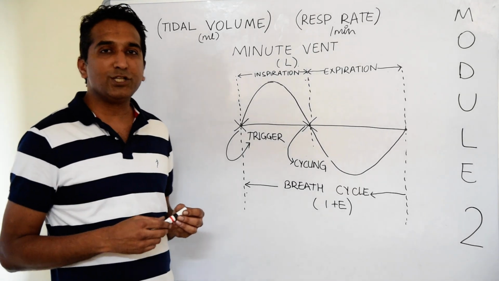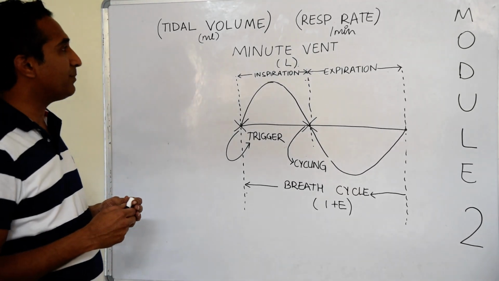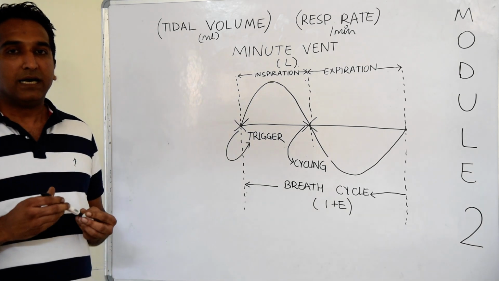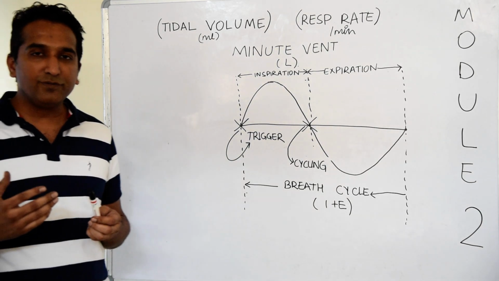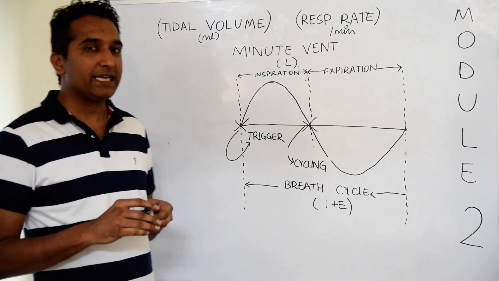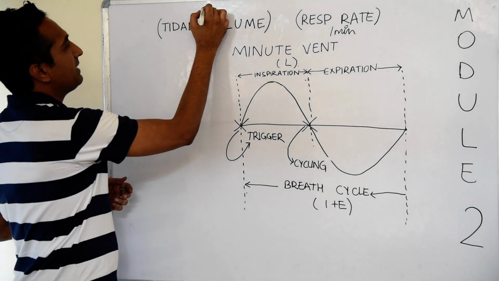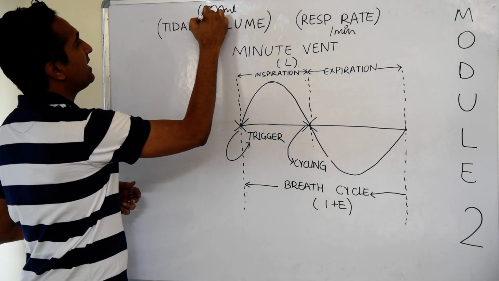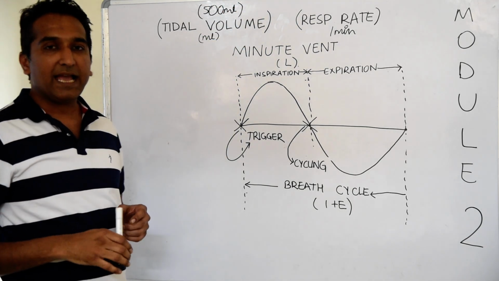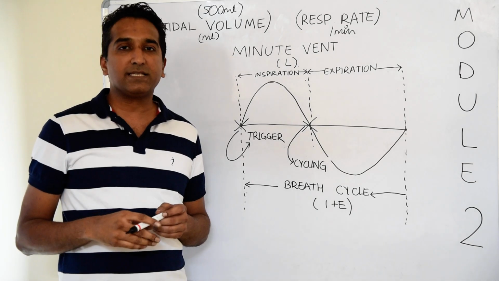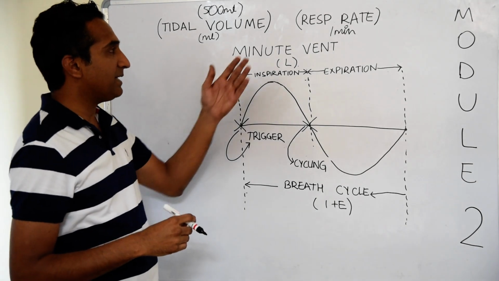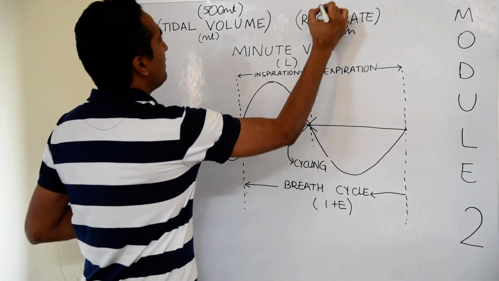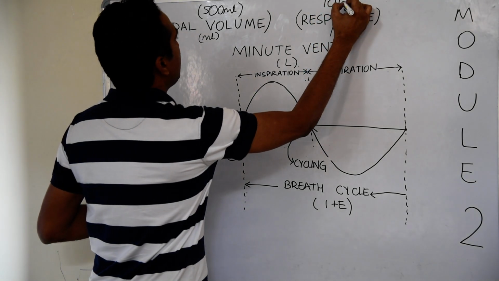In this module, we teach you about the basic characteristics of a breath. Now, the amount of volume which is delivered with each breath is known as the tidal volume. Let's say, for example, we assume it to be somewhere around 500 ml. This is expressed generally in ml. And the number of breaths delivered per minute is described as the respiratory rate, which we can take, for example, 10 per minute here.